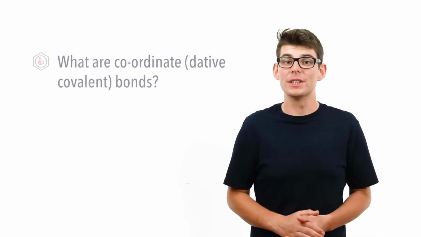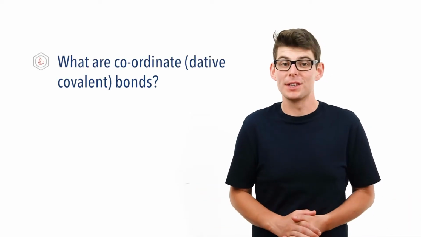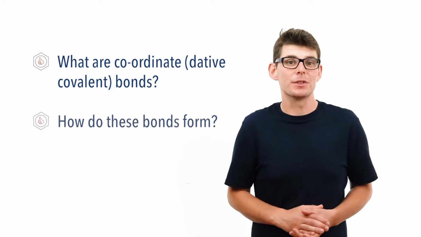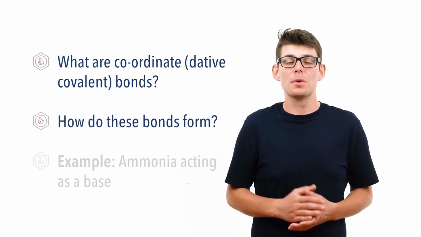In this video, we're going to look at coordinate or dative covalent bonding. We're going to talk about what coordinate and dative covalent bonds actually are, outline how these bonds can form, and look at a common example of ammonia acting as a base.